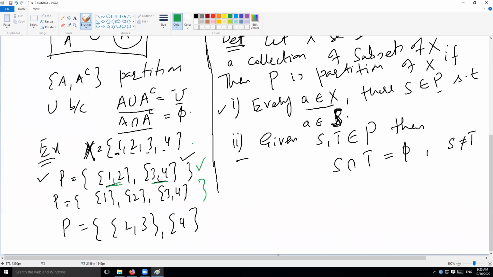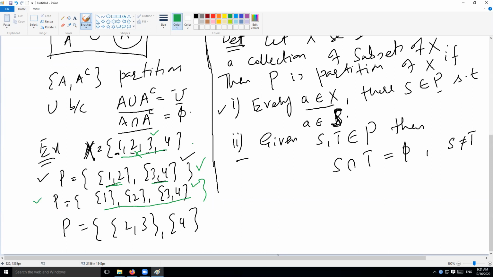So first we have to see that if we pick any element from the set X, it must be present in some set in the partition, right? For example, if I pick 3, is 3 present in some set here? The answer is yes, it's present here. Is 2 present in some set here? Yes, it is present in the singleton 2. So we can see that all elements of X are present in some set in the set partition.